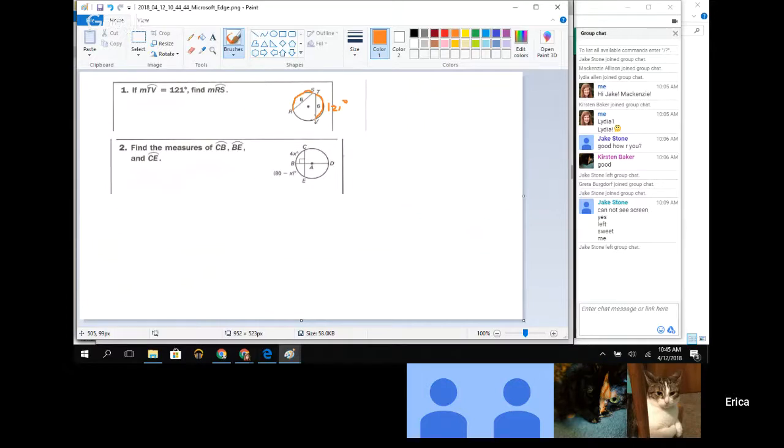So if you go back to your theorems and you look at 10.3, it says, in the same circle, 2 minor arcs are congruent if and only if their corresponding chords are congruent. So are my corresponding chords congruent? Well, RS is a chord and it's length 6, and TV is a chord and it's length 6. So are these 2 congruent to each other? Yep. So that means that my 2 arcs are also congruent to each other, and so arc RS is also 121 degrees.